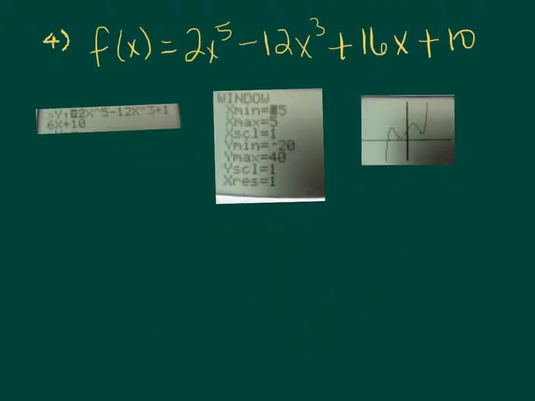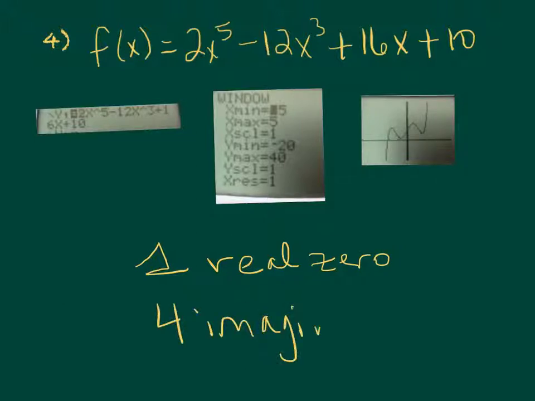And finally, another 5th degree function. You can see that we have 1 real zero and 4 imaginary.